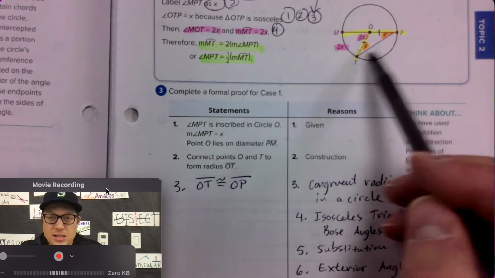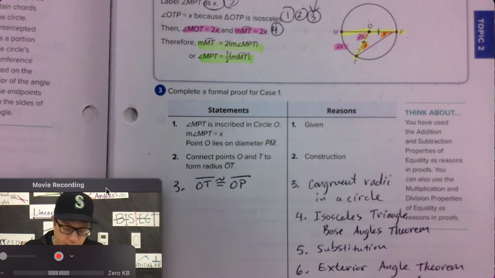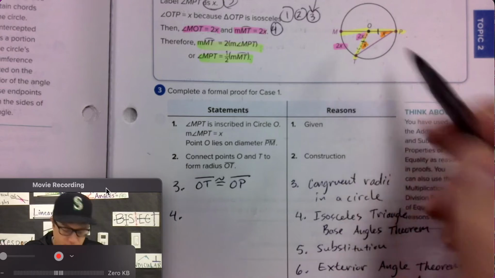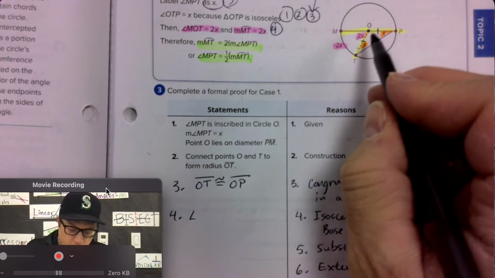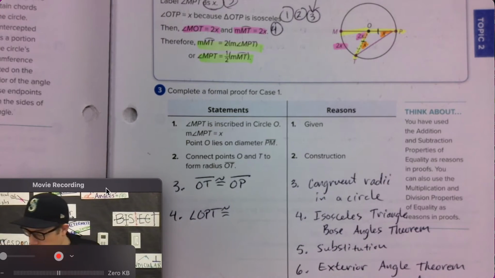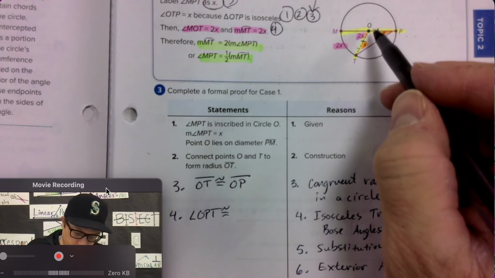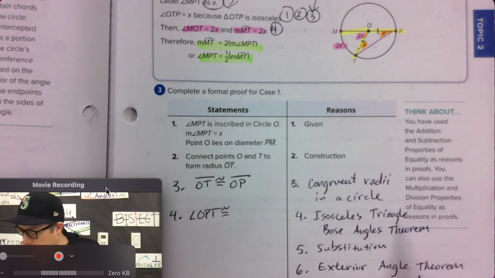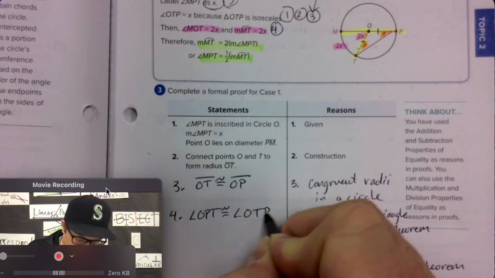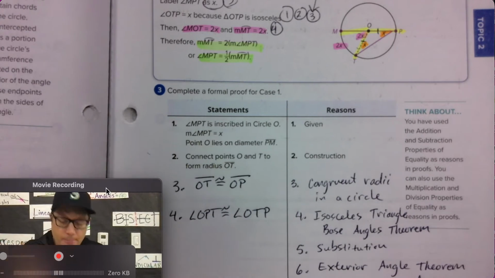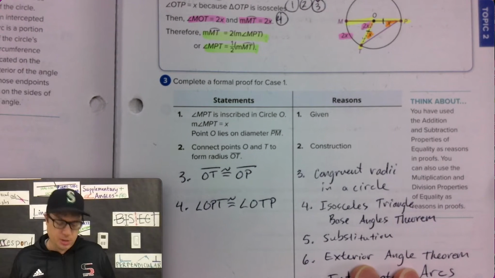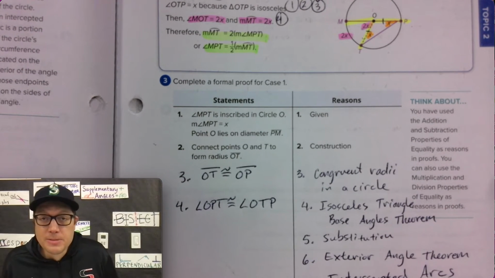Since you have an isosceles triangle, then in statement 4, that tells us that angle OPT, I should use 3 letters, is congruent to OTP, the other one, the other side of the thing. Pay attention to the middle letter, right? The middle letter in the group of 3 is what we need to show that they're actually the angle we're focused on.